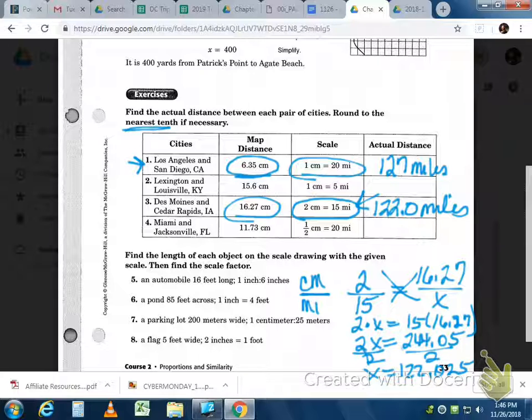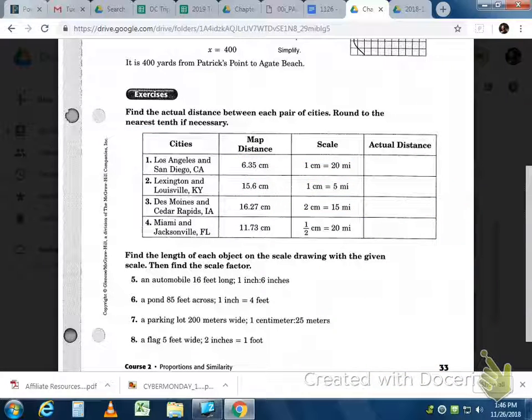It says round to the nearest tenth if necessary. So if you have to round at all, there's got to be something in that spot. Now the one up top, the 127, we didn't have to round that one at all, did we? That one just worked out. So if you don't have to round it off, then you don't. You can leave it like that. All right, questions about any of those? So we're going to go down to the bottom now and look a little bit further. It says, find the length of each object on the scale drawing with the given scale.